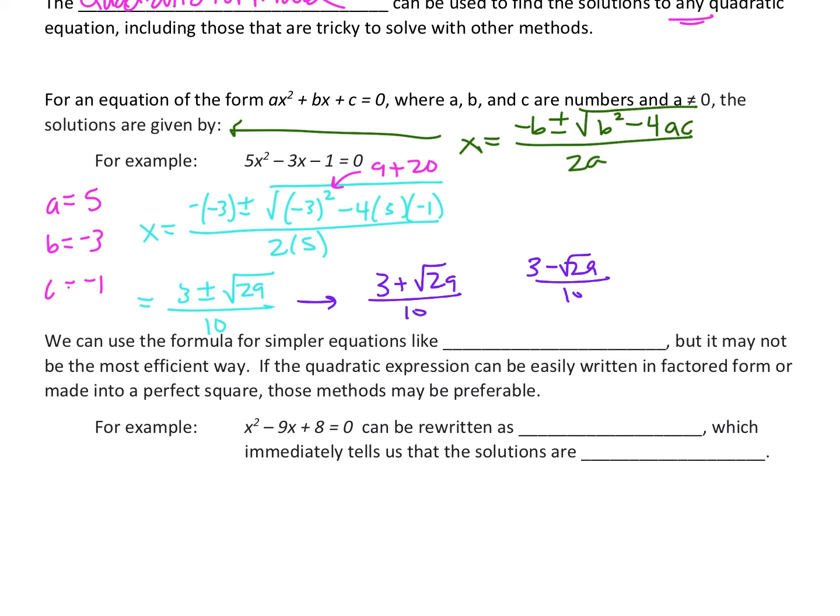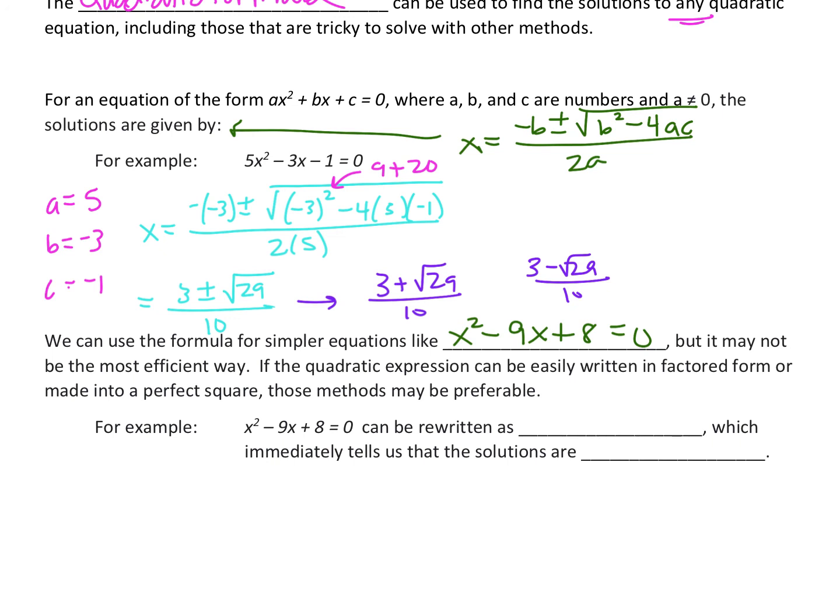we can use this formula for simpler equations, like x squared minus 9x plus 8 equals 0. Again, you can use the quadratic formula for any quadratic equation, but it may not be the most efficient way. If the quadratic expression can easily be written in factored form or made into a perfect square, those methods may be preferable. So for example, x squared minus 9x plus 8 equals 0 can be written in factored form.